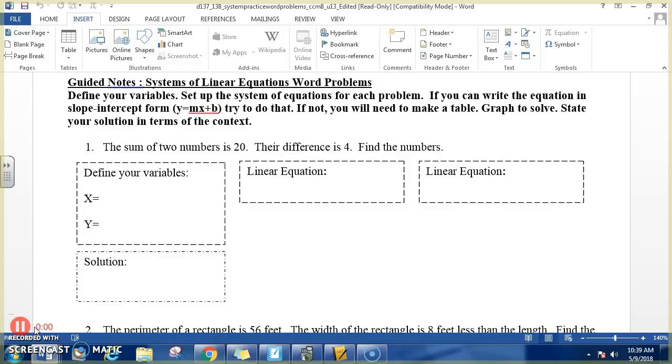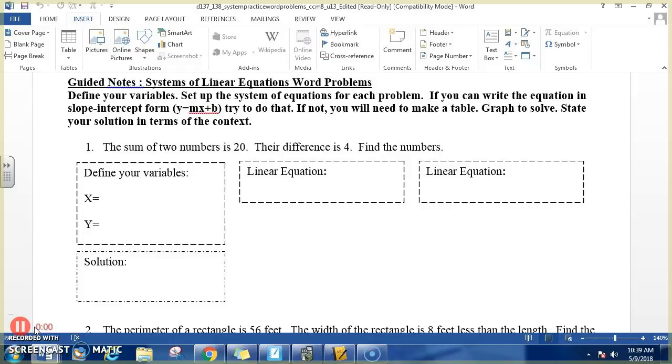It says the sum of two numbers is 20. Now, if you'll notice, that is one sentence. So that one sentence right there is actually going to be our first equation, okay? And then we have a second sentence. It says their difference is 4. So that means that will be our second equation. Now, it says to find the numbers.